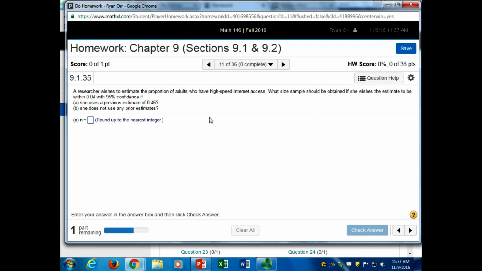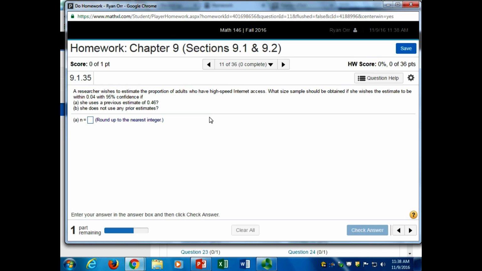So this was estimating a proportion of adults who have high-speed internet access. What size should be sampled if they want to... Wait, did you say part C? Or part B. Okay, I was like, this definitely doesn't have a part C. They want to get it within 0.04 with 95% confidence, if you use a previous estimate, or if you use no estimate.